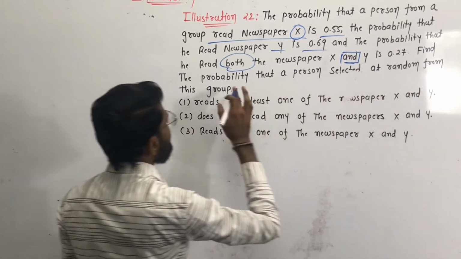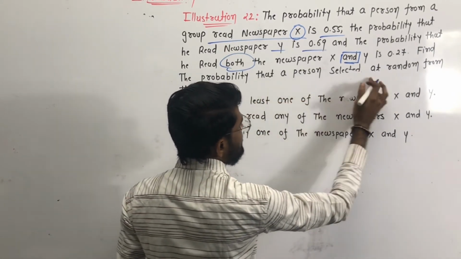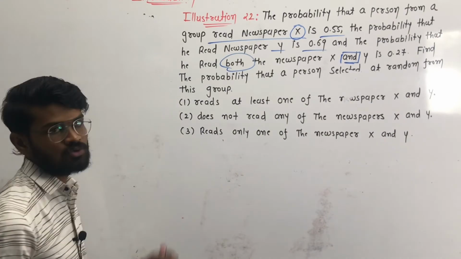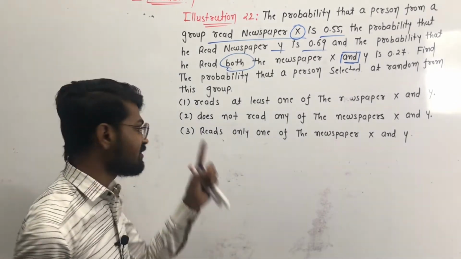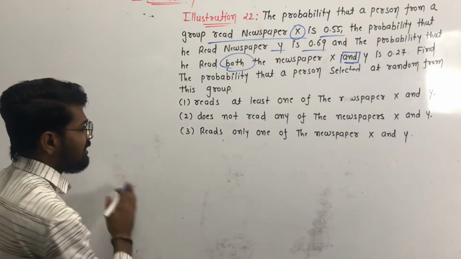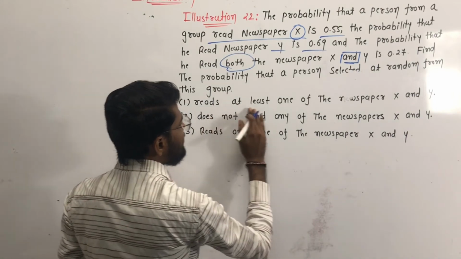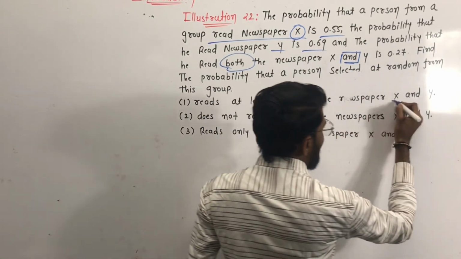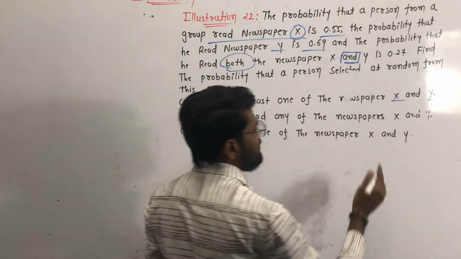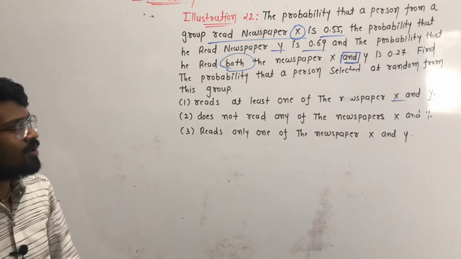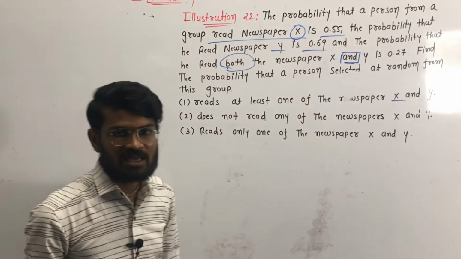Then find the probability that a person selected at random from this group satisfies these three events. Event 1 is that the person reads at least one of the newspapers X and Y.